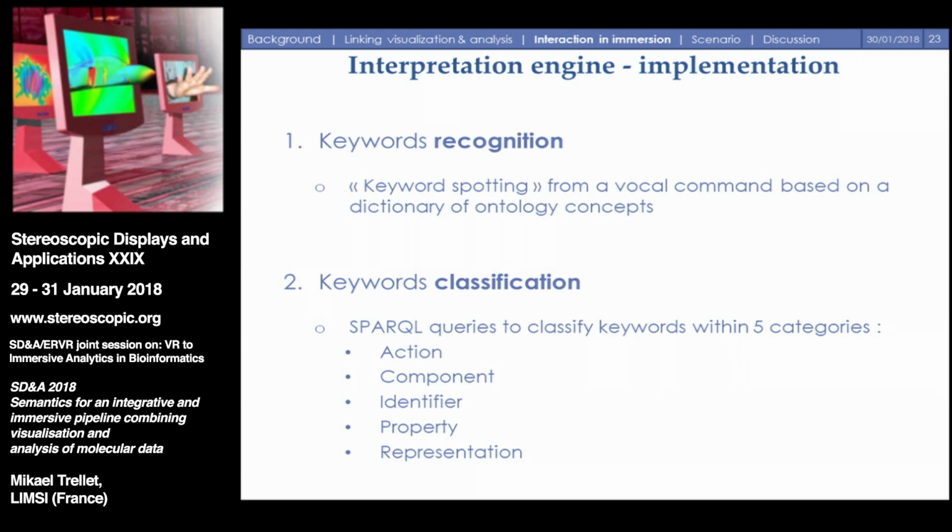Then, once the keywords have been recognized and are part of the ontology, we try to classify them. We have 5 main categories that we define to make up the command: action, component, identifier, property, and representation. The SPARQL queries I'm talking about are basically the query system we have in the Semantic Web.